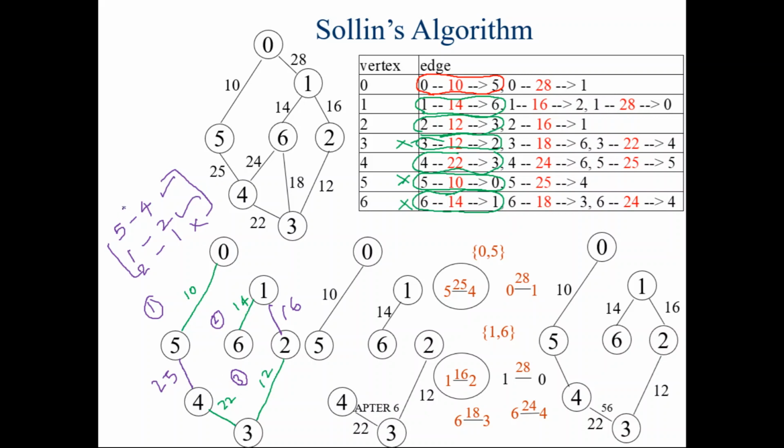So initially when we started there were 7 components. At the end of the first round it becomes 3 components. At the end of the second round it becomes only 1 component. So when it becomes 1 component you have to stop. Now we can stop the process. So that's it about Sollin's algorithm.